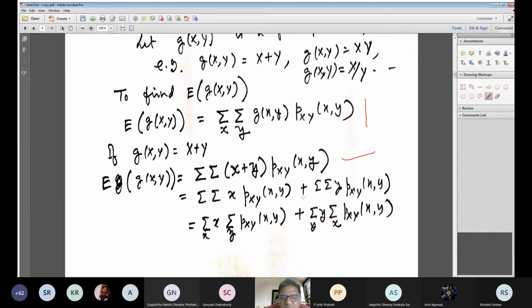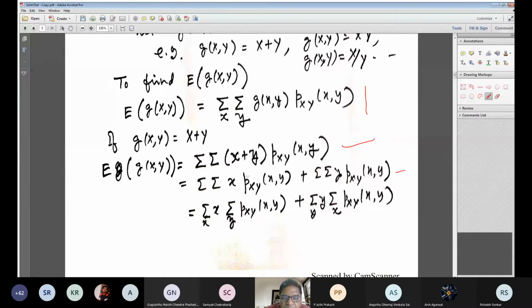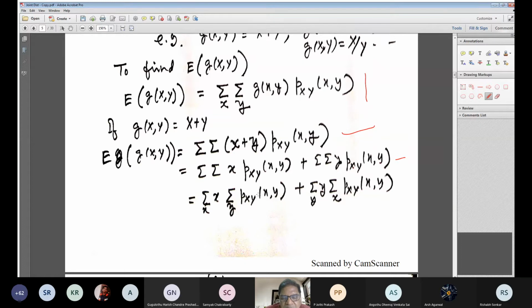So x into p(x,y), y into p(x,y). Once it is separated, if you look, we just take x outside and sum over all possible values of y the joint probabilities. So here we have separated the terms. In a similar way, the second term y has been taken out, and then the summation over x of the joint probability is done.